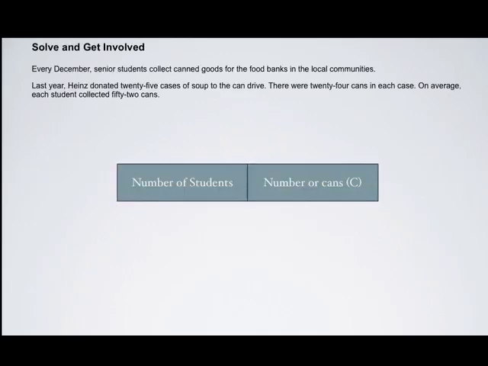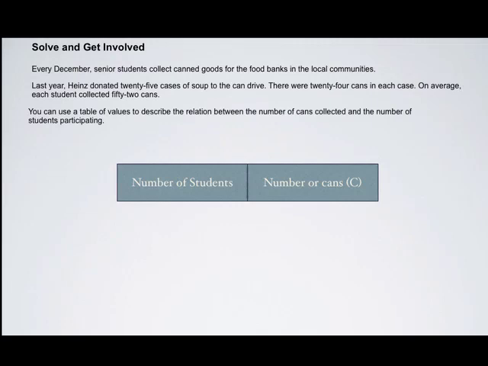Solve and get involved. Every December, senior students collect canned goods for the food bank in the local communities. Last year, Heinz donated 25 cases of soup to the can drive. There were 24 cans in each case. On average, each student collected 52 cans.